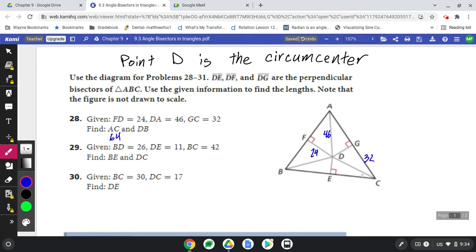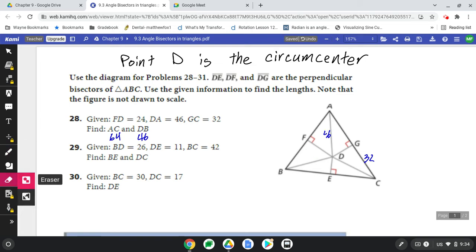Okay, now DB. DB is the distance from the circumcenter to the vertex. We know that will be the same for each of those. So DB, DC, and DA are the same distance, which means if DA is 46, DB also is 46.